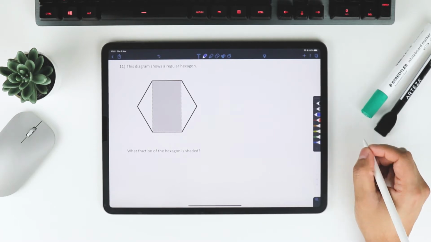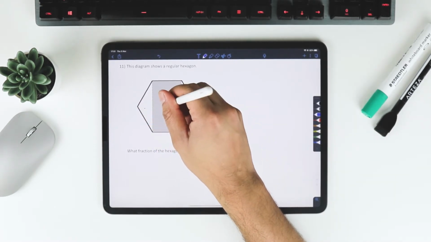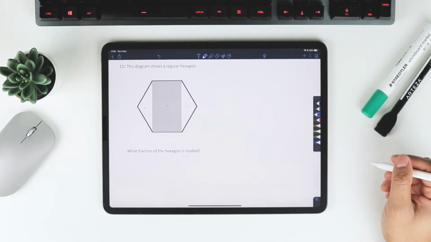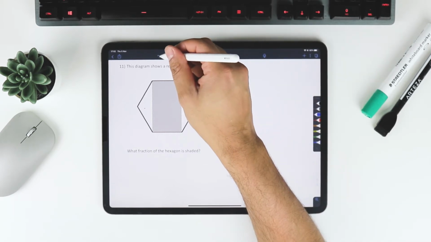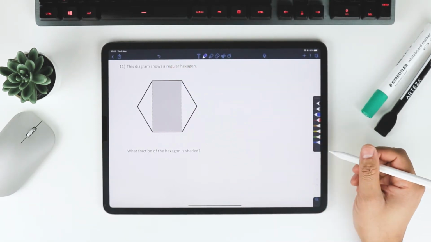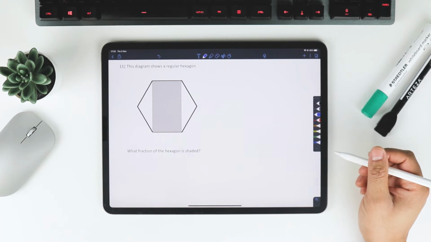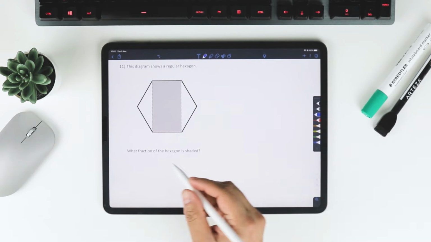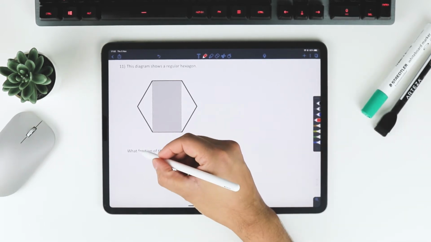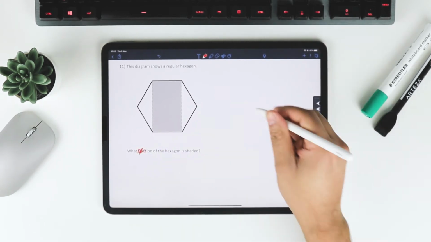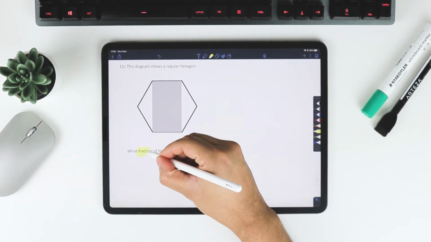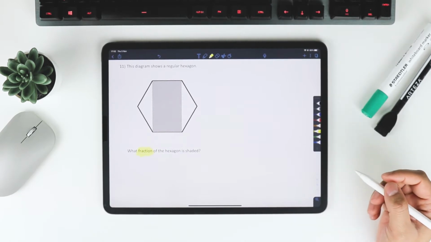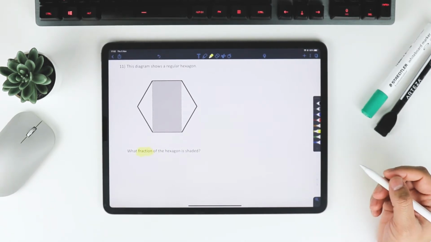And as you can see, we've got two triangles and a rectangle that make the hexagon. And so these are not equal parts. So what we need to really think about is how do I make this shape have equal parts within the shape so that we can then think about fractions, because we know that fractions are really talking about equal parts, okay? Equal parts that make the whole.